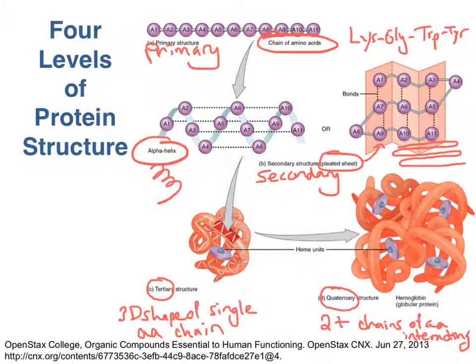And this is showing hemoglobin as an example, because hemoglobin has 4 amino acid chains that actually come together and interact to make a complete functional hemoglobin. Not all proteins have quaternary structure. Some proteins are complete at the tertiary structure. They're just made up of a single amino acid chain. But many proteins, like hemoglobin, do have multiple chains of amino acids folding together to give a protein its function.